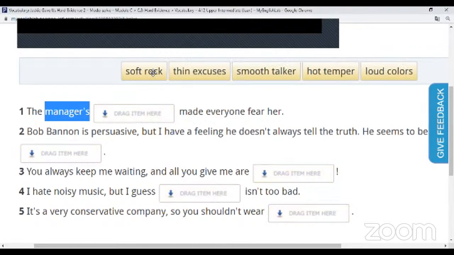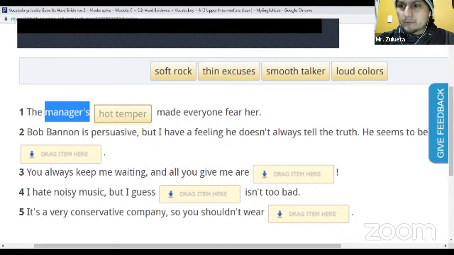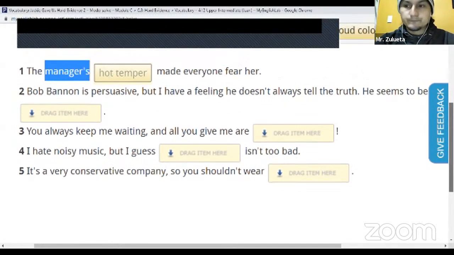Hot temper. There you go. That's the correct answer. Hot temper is when somebody becomes angry really quickly. His or her feelings escalate very quickly. So now let's go with number 2.